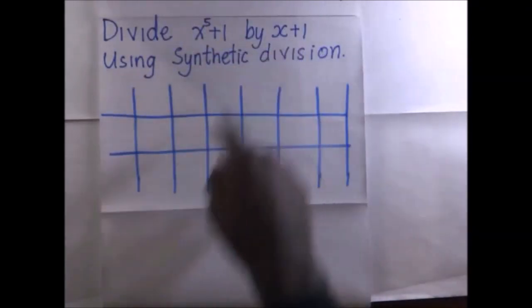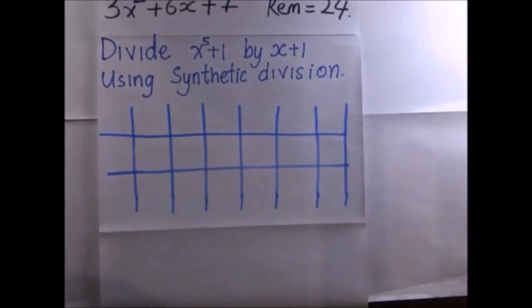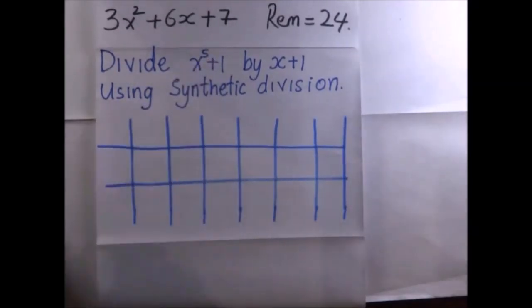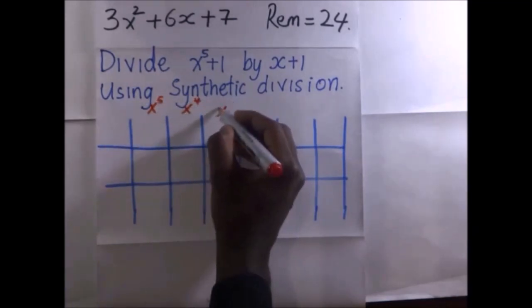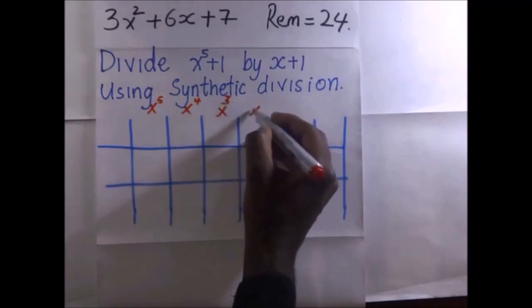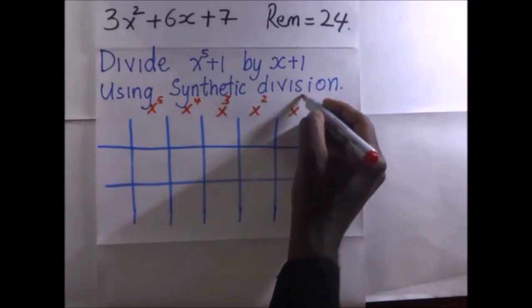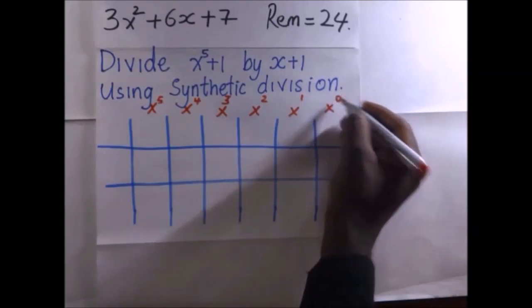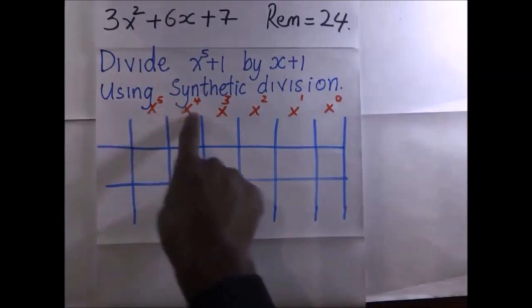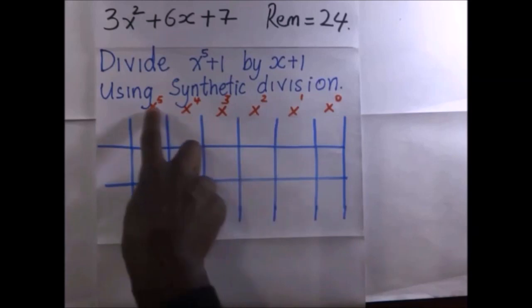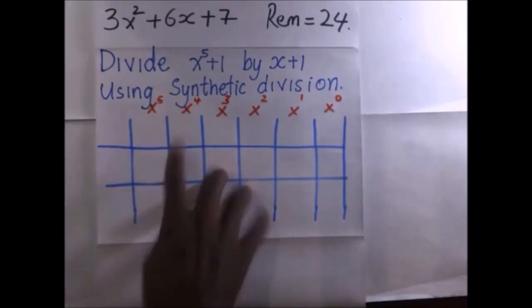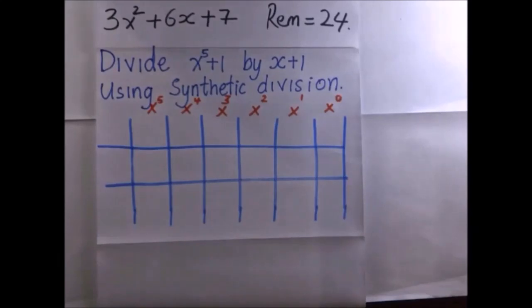x to the power 5 plus 1, divided by x plus 1, using synthetic division. We are going to do the same. Our highest power is 5, so we are going to name from x to the power 5, x to the power 4, 3, 2, 1, 0. Right here we are going to put the coefficients of these terms. The coefficient of x to the power 5 is 1, so we'll put there 1.